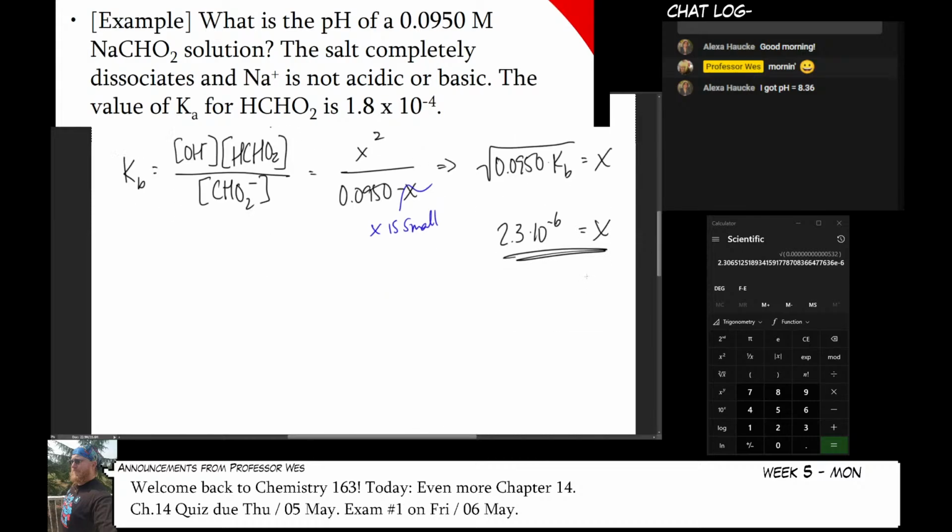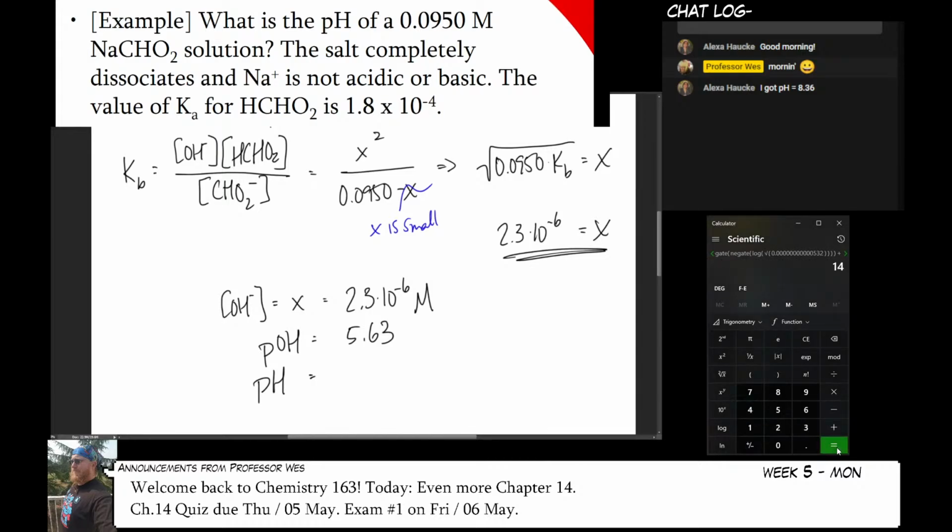All right, so this is X. Which means that here's the pOH, it's just minus log of that. And the pH is just 14 minus that. There you are.